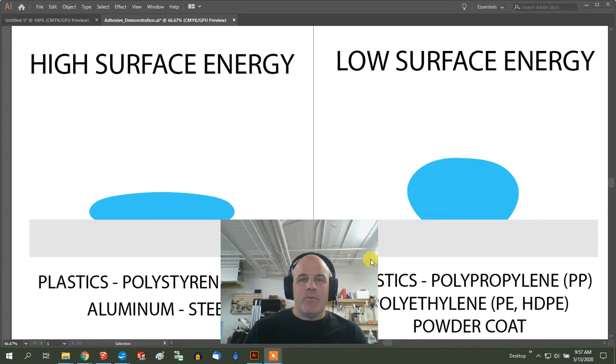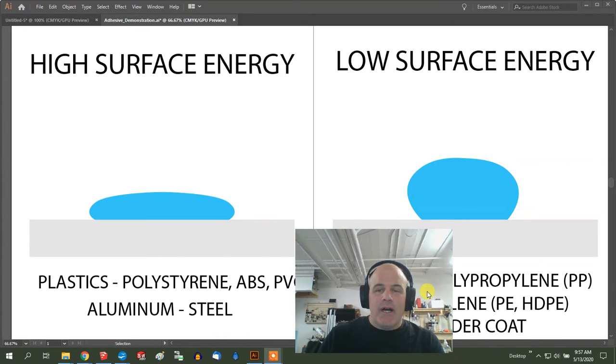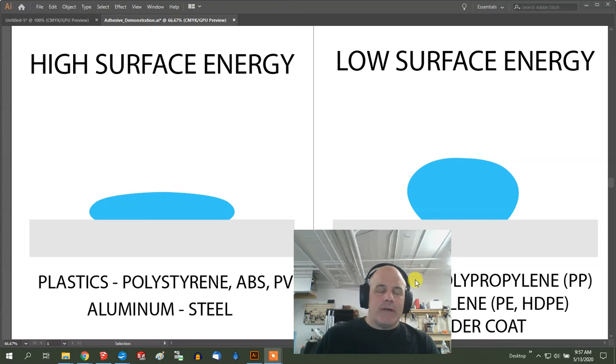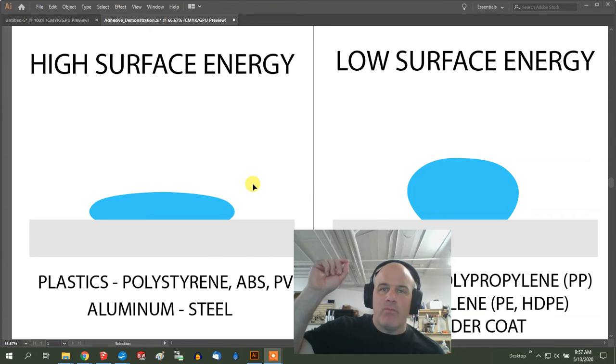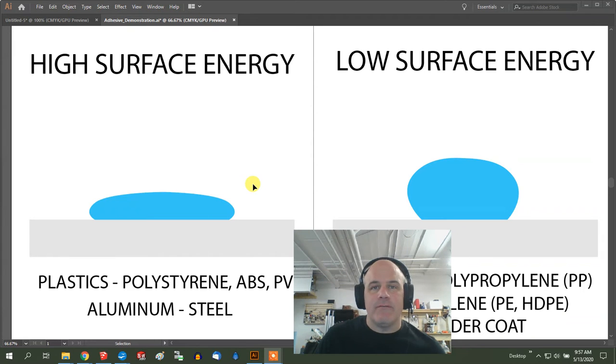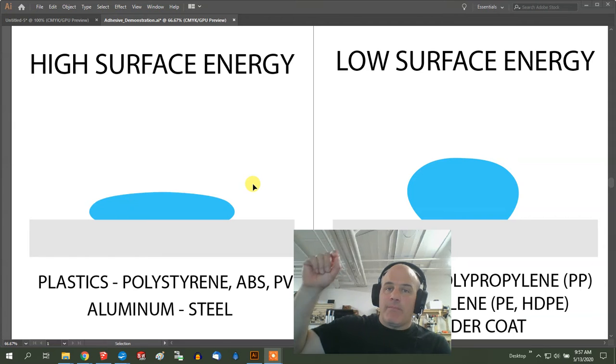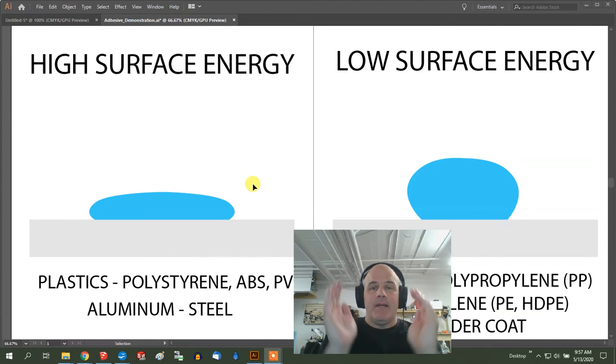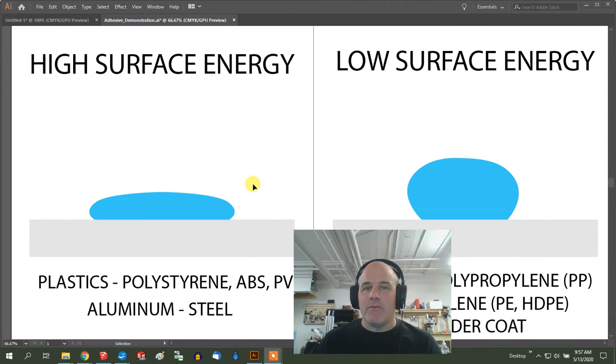Okay, we're here in the shop and we're going to talk about the difference between high surface energy surfaces and low surface energy surfaces. Now, a high surface energy surface tends to allow water or most polar liquids to wet out. It's like taking a droplet of water and dropping it on a piece of tinfoil. It just goes. Now, a low surface energy surface, if you take a droplet of water and you drop it on wax, it's going to bead up like you've seen a number of places.